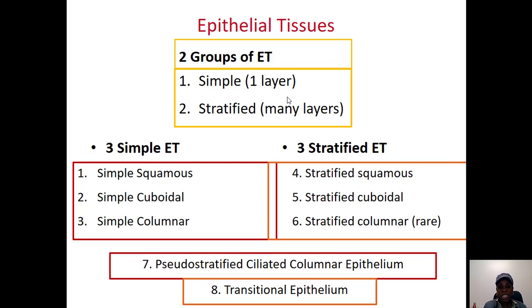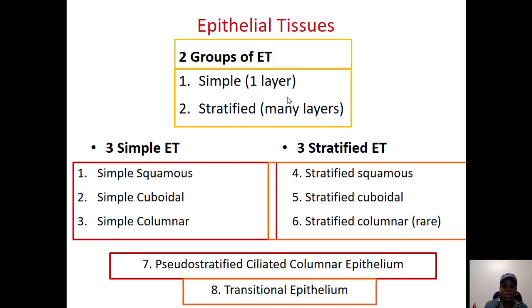Now, if you look at the shape of the cell, if it's simple and it's squamous, which means flat, it is called simple squamous. If it's simple, but the shape is cuboidal, we call that simple cuboidal. If the shape is columnar, long, and 1 layer, we call that simple columnar. At the same time, if the number of layers is 2 or more, then we call that stratified. So we can have simple squamous, simple cuboidal, simple columnar, then stratified squamous, stratified cuboidal, and stratified columnar.